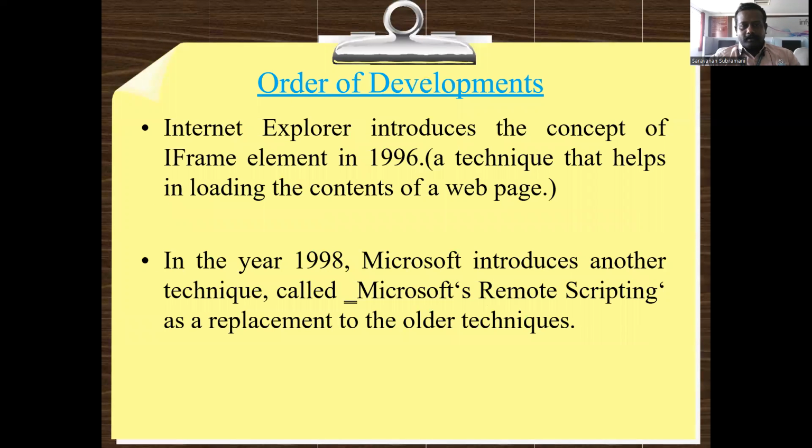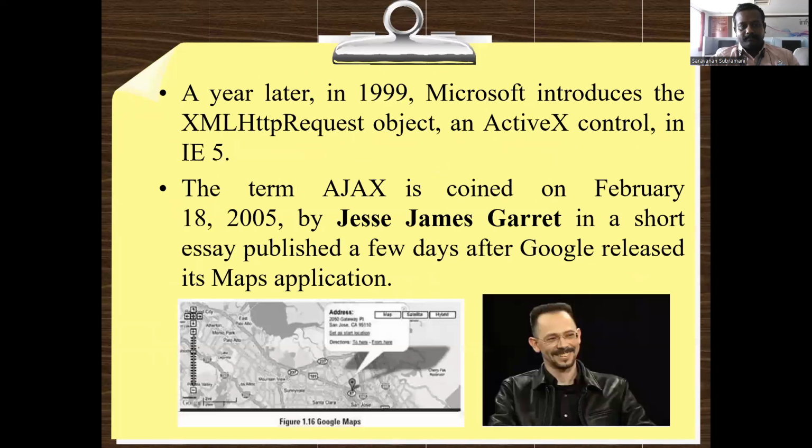The development of Ajax happened like this. First of all, Internet Explorer introduced the concept of the iframe element in 1996. It is a technique that helped in loading the content of a web page internally. In the year 1998, Microsoft introduced another technique called Microsoft Remote Scripting as a replacement for the older, traditional technique we had used previously.